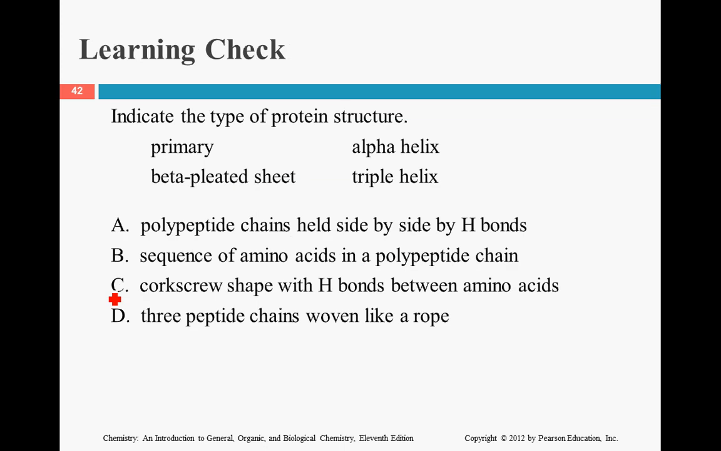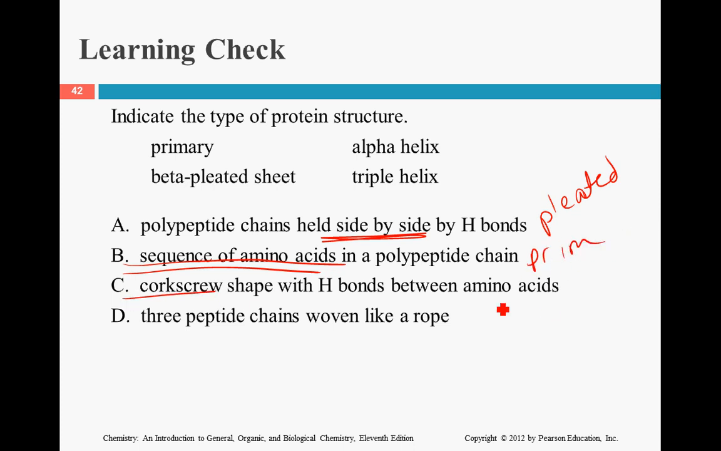Alright, so let's do a little review. Polypeptide chains side by side. The fact that it says side by side tells us it's going to be the pleated sheets. Sequence of amino acids. So this is the backbone. This is what's telling you what's bonded to which amino acid. That's the primary.